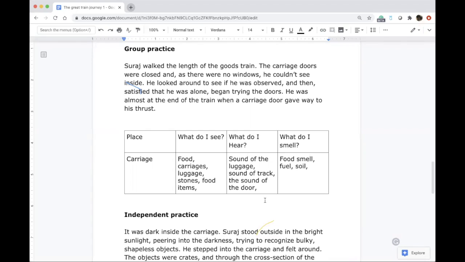Just quickly revise what we learned and discussed in today's lesson. First of all, remember all of these paragraphs are taken from a book called The Great Train Journey. Every day we will read some parts of it and do the same thing. Today's objective is that students will be able to describe the setting. Setting means a place where an event is happening.